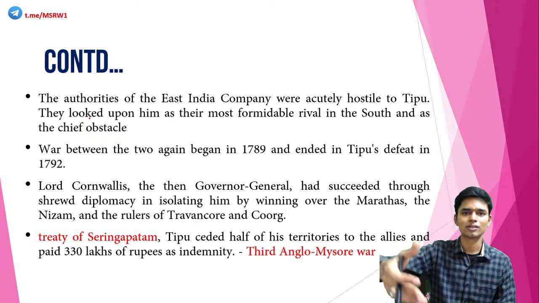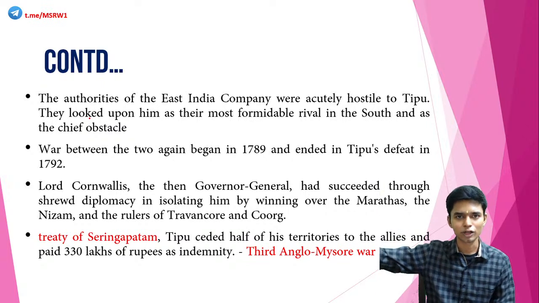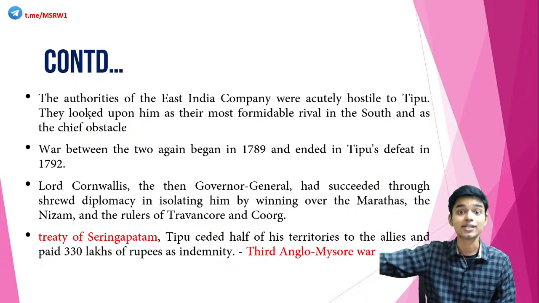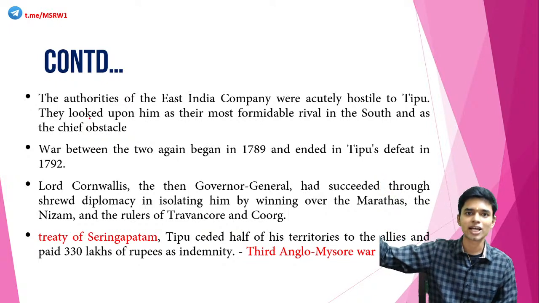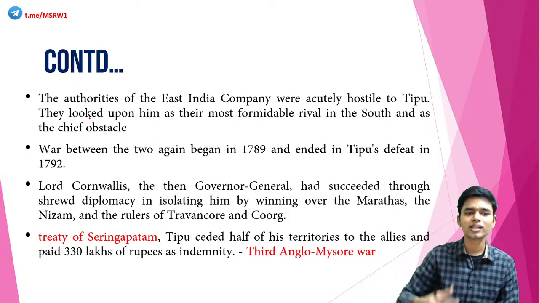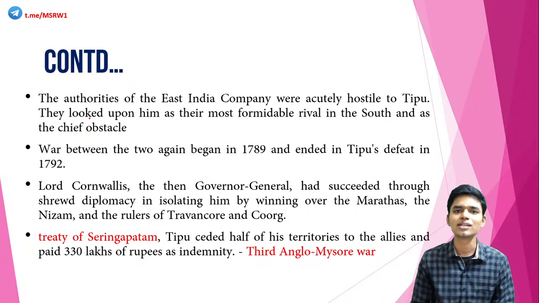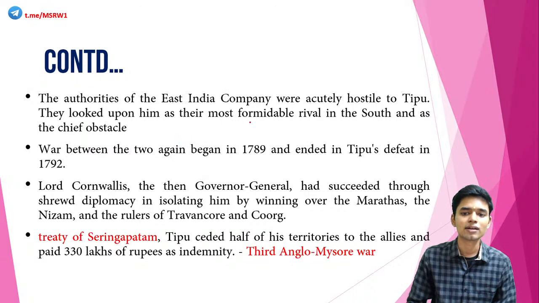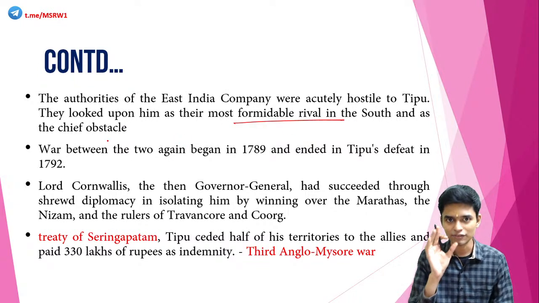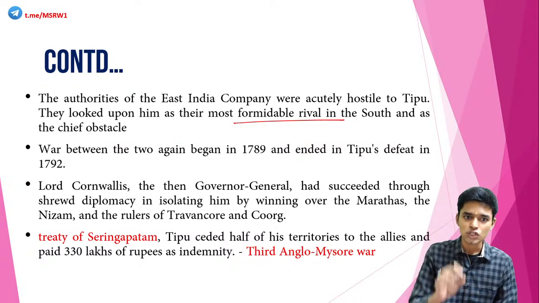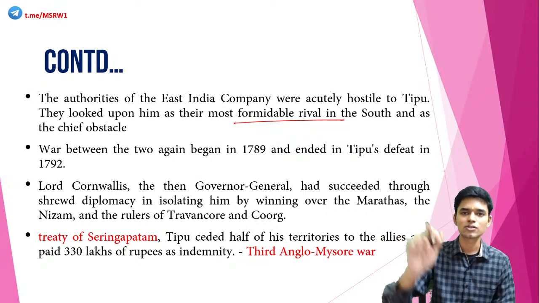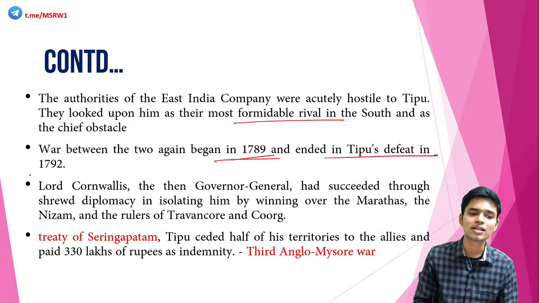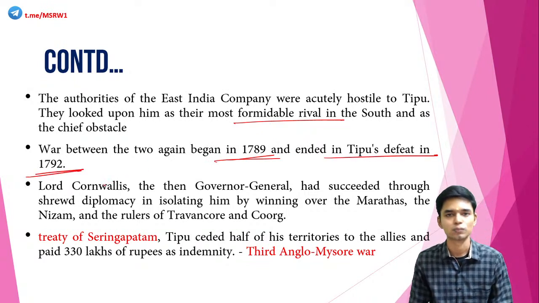We already saw this yesterday. He planted the Tree of Liberty at Srirangapatnam. He joined the Jacobin Club. He used the French help to train his army. All these actually started to irritate the English East India Company. So they considered Tipu Sultan as a formidable rival in the South and as their chief enemy. So a third battle happened. The Third Anglo-Mysore War happened in 1789 and ended in Tipu Sultan's defeat in 1792.